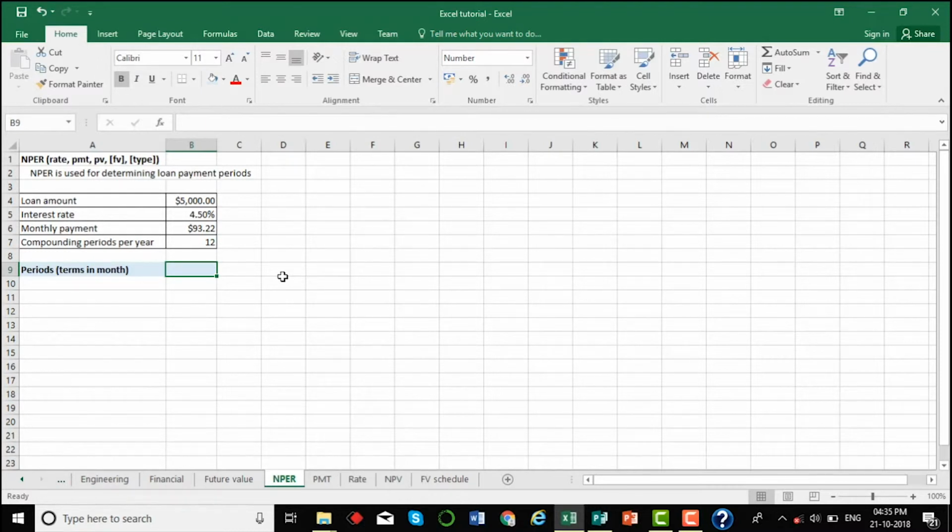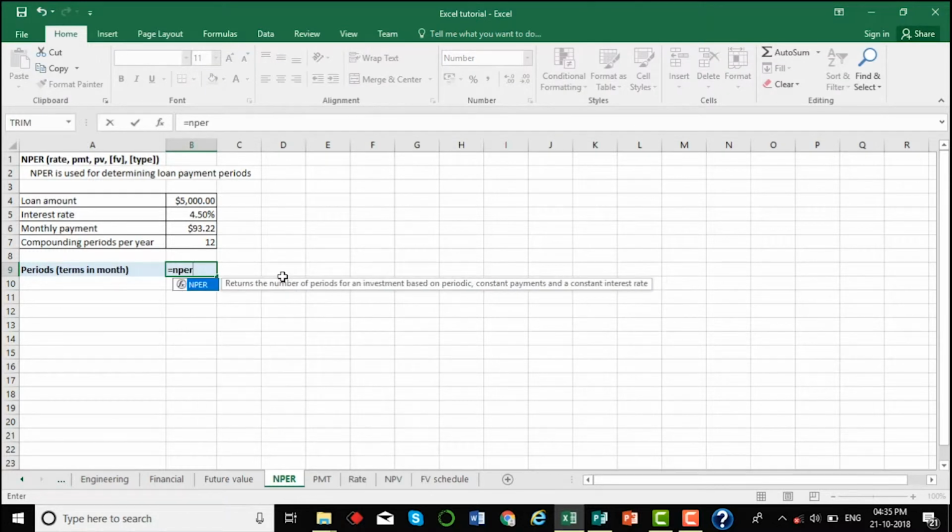To arrive at this, we can utilize the NPER function, which is equals NPER rate, and the rate here is 4.5% for the entire year. So I have to calculate the periods in terms of months. The rate will be 4.5 divided by 12, which will give me the rate per month, comma, the payment amount, and this is going to be the same as the monthly payment, which is $93.